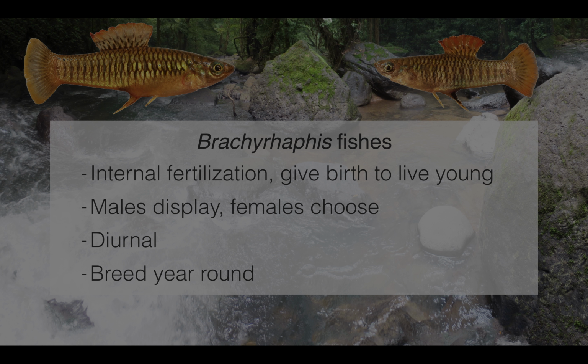Okay, so we're going to use as an example some of my research that I did when I was a PhD student down in Panama and Costa Rica, on Brachyraphis fishes. These are live-bearing fish, so they have internal fertilization, just like mammals do. Many fish will spawn externally, so the female lays her eggs, and then the male fertilizes the eggs outside the female's body. That's not the case here. These have internal fertilization, and they give birth to live young.